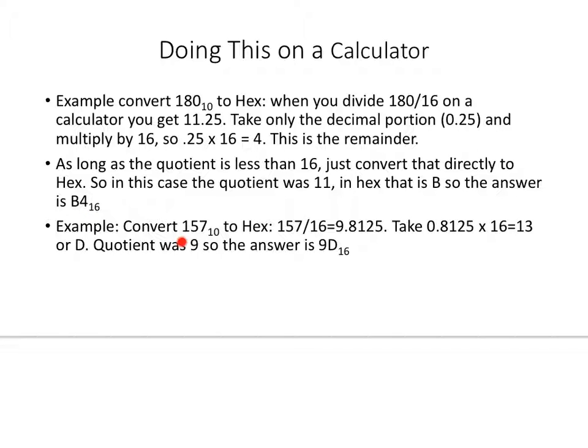All right, let's try another one. 157 base 10. We want to convert that to hex. We get our calculator out. We divide it by 16. It comes out to 9.8125. So we take that fractional part here, or decimal part, 0.8125. We multiply it by 16, and that gives us 13. Now 13 is equivalent to D in the hexadecimal system. And then we just take the 9, and that is our most significant hex digit. So the final answer is 9D.